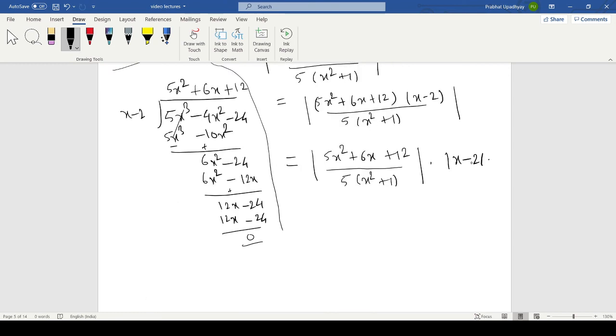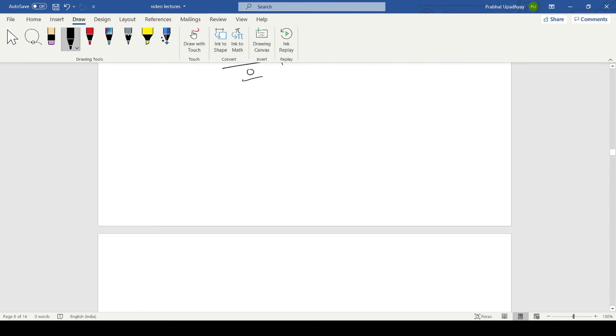Now I have mod x minus 2 here and I want this to become less than epsilon. But with this mod x minus 2 I have an extra term, 5x square plus 6x plus 12 upon 5x square plus 1, its modulus. So what I'll do, I'll take some constant value of my delta. I'll assume, say, my mod x minus 2 is less than 1. This will imply minus 1 less than x minus 2 less than plus 1. This will imply 1 less than x less than 3 if I add 2 on both sides.